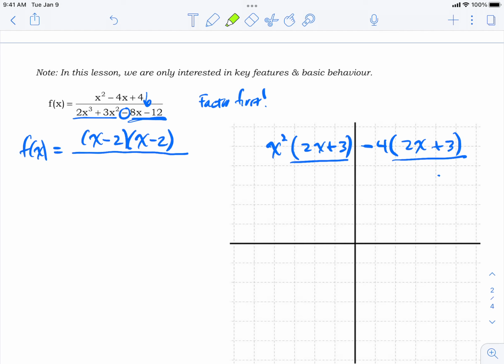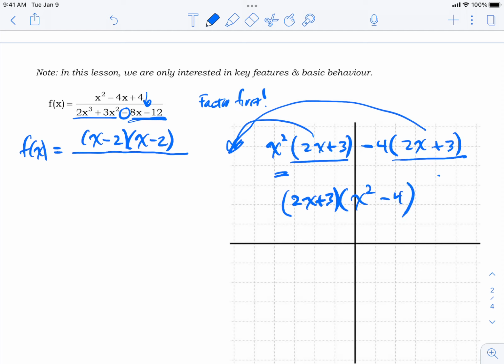So you could, if you want, pull out the 2x plus 3. Kind of think of undistributing the 2x plus 3 to the front, taking it out to the front. And then that'll leave you with the x squared here minus the 4 over there. Right? So it works.